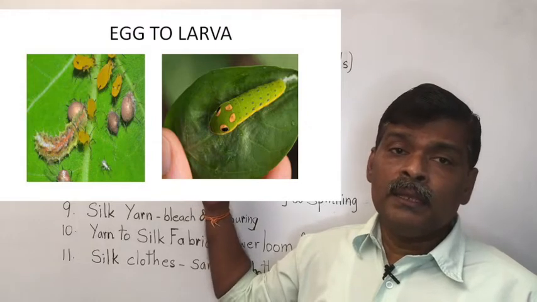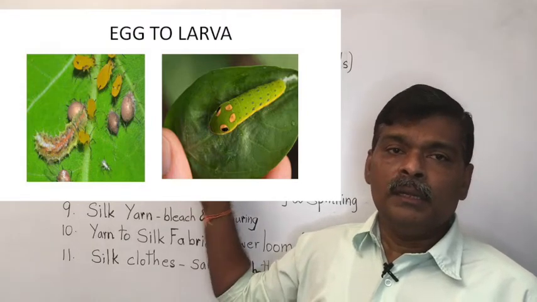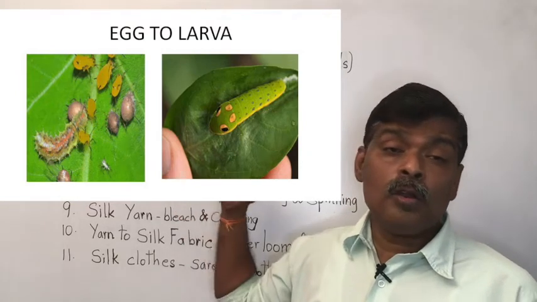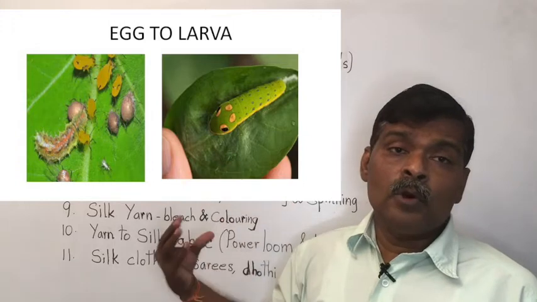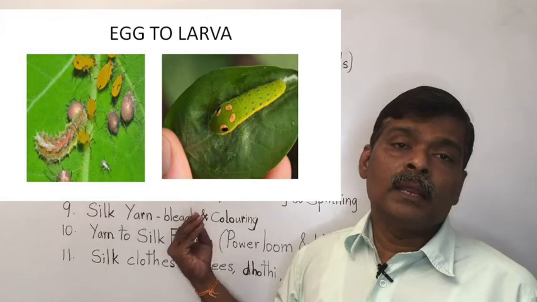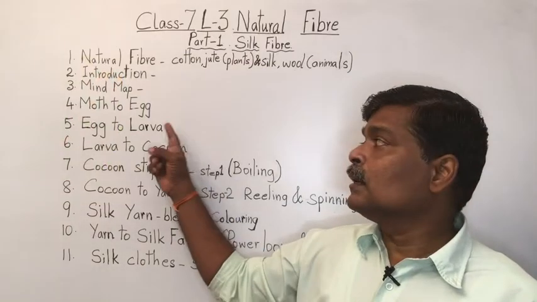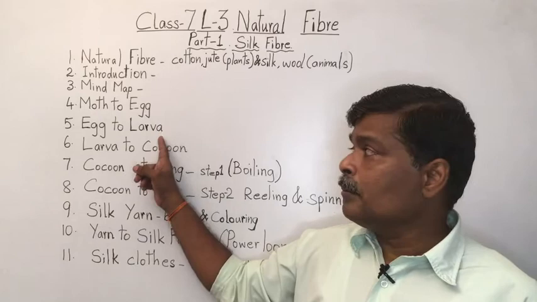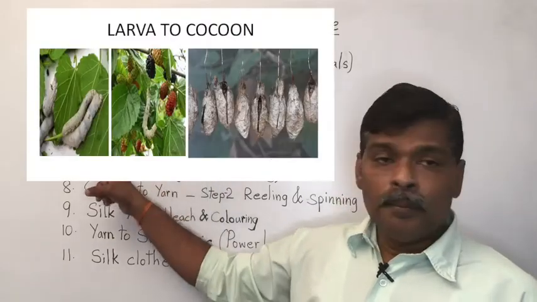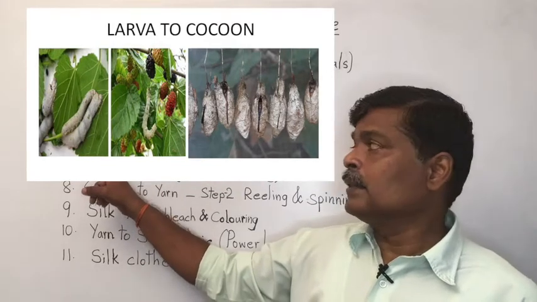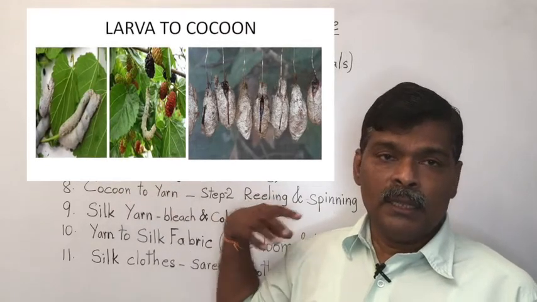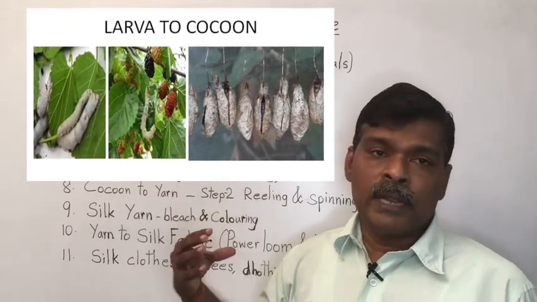Most of them may be taken by birds, but some keep growing on the tree itself, on that leaf, eating a lot of leaves, daily four or five times greater than their body weight. So that larva becomes a cocoon. How is the larva changed to cocoon? Many metamorphoses happen in that stage. Four or five times it sheds its body skin, and every time it grows.